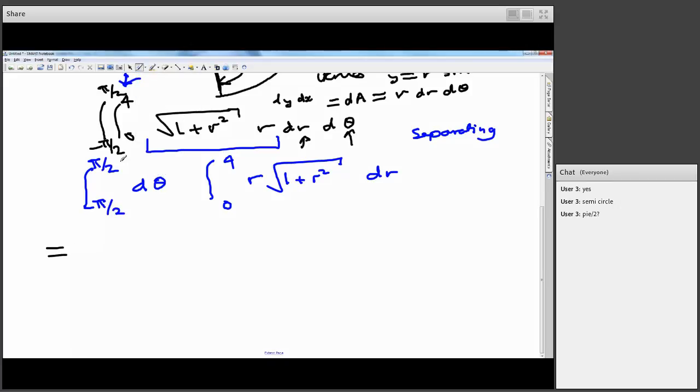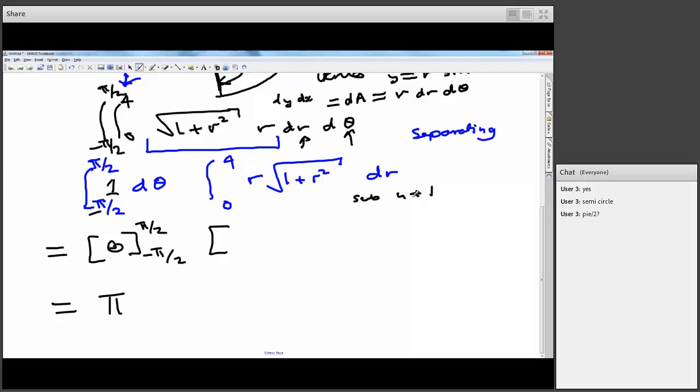So if I integrate the theta bit, the integral of d theta, which is implicitly a 1, will become theta between pi on 2 and minus pi on 2. And if you sub those limits in, you get pi for that part. The second part is we're going to integrate r square root of 1 plus r squared, which you can do via substitution. So you could do substitution u equals 1 plus r squared, or you could do it by observation.